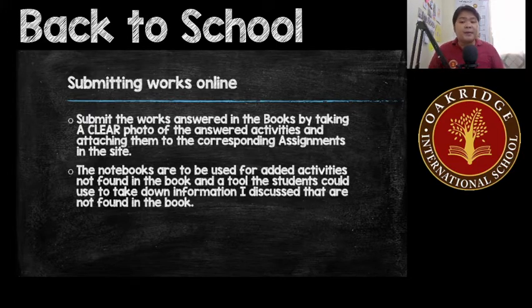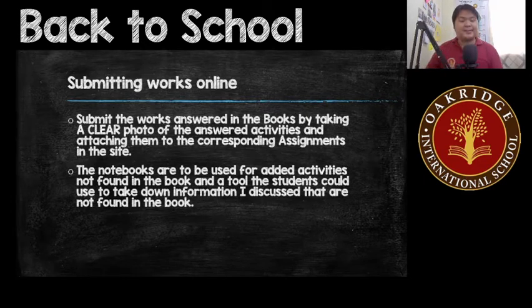You're going to submit the works answered in the books. Yes, you're going to answer all of the activities in your books. Not all, but most of the activities that I would let you answer are in your books. Sometimes some of them will be in your notebooks or on one whole sheet of paper, especially for your projects, okay? They're going to be on different sheets of paper. But most of your activities are usually in your books, okay?